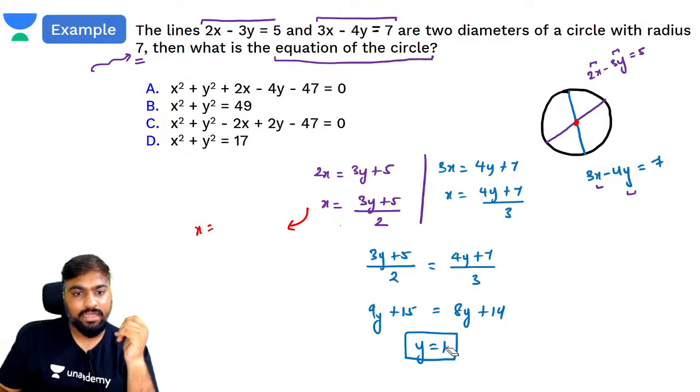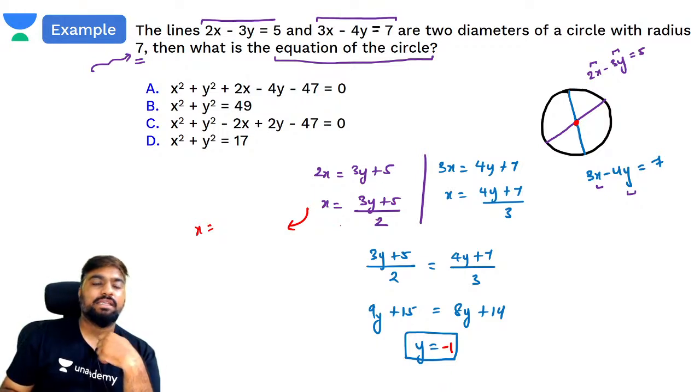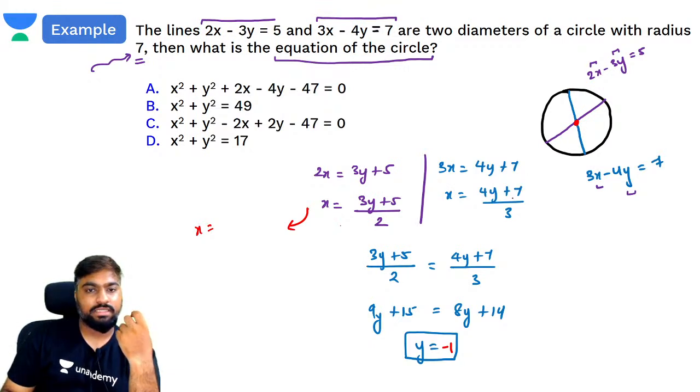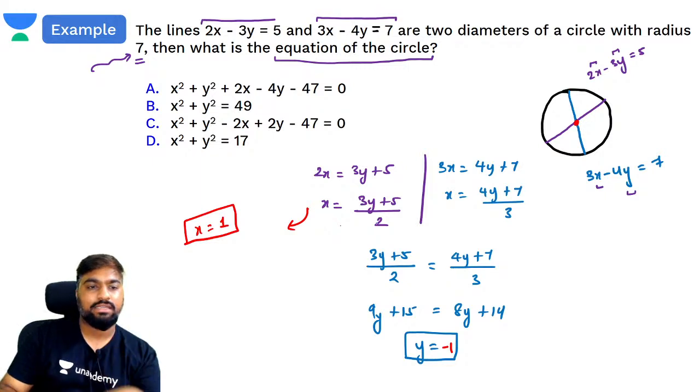Sorry, y is equal to -1. y is equal to -1, not +1. So if you plug in -1, you get 5 minus 3, that is 2, 2/2 is 1, or 7 minus 4, 3, 3/3 is 1. Sorry, yes, x is equal to 1. There was a small calculation mistake. So now you found out the center. The center is 1, -1.